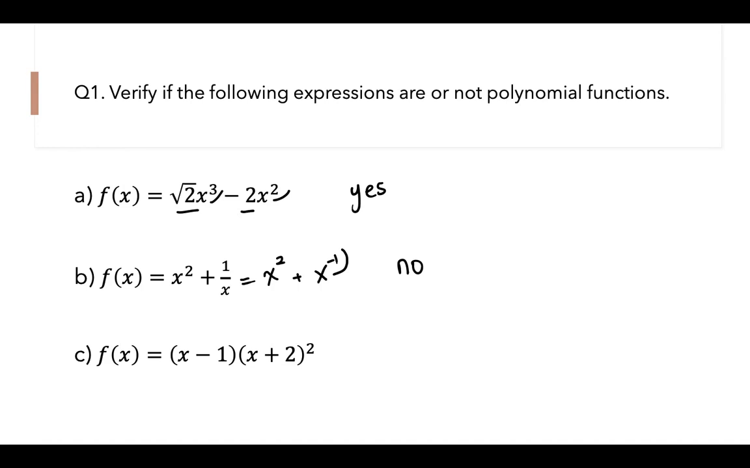Now, this one is in factored form, so what you have to do is add the exponents. If I were to use the distributive property, it would be x squared plus 4x plus 4, and then you multiply by x minus 1. When you multiply using the distributive property, the highest degree is going to be x to the 3. So yes, it is a polynomial function because the exponent is a non-negative integer.